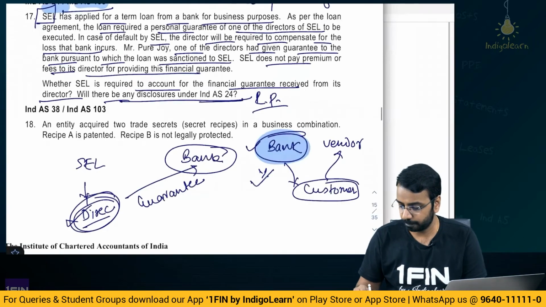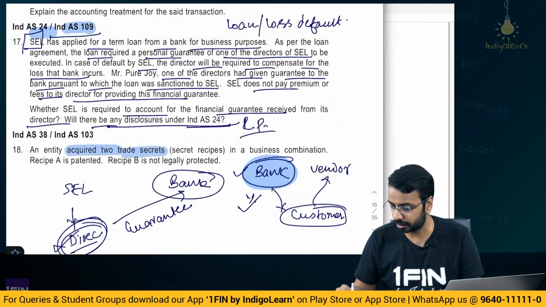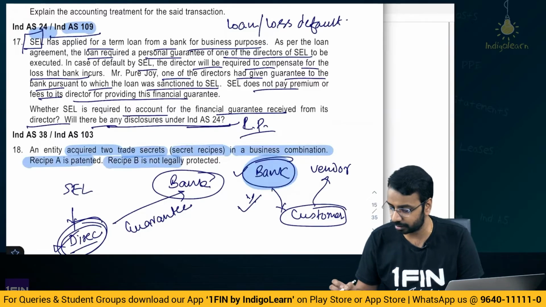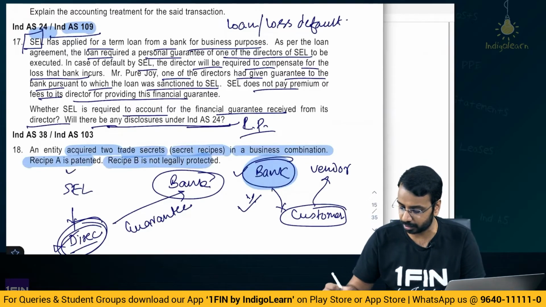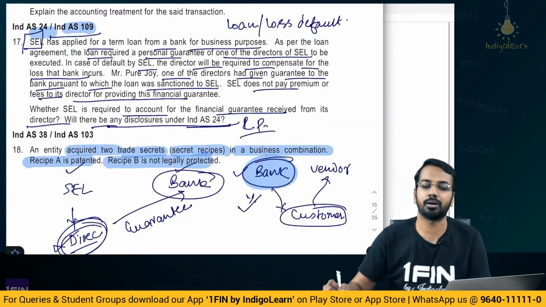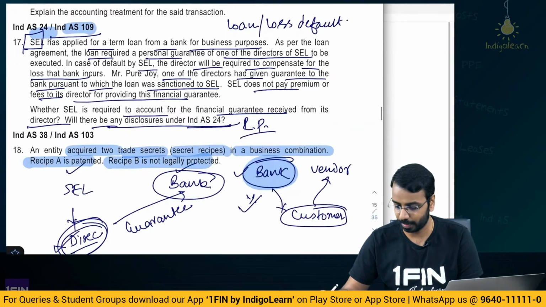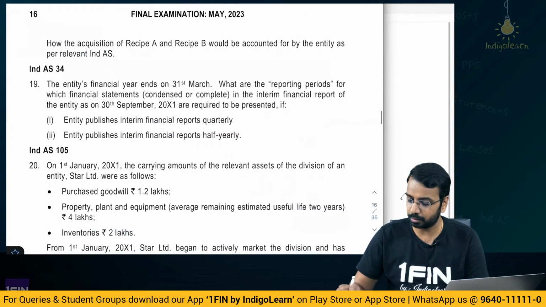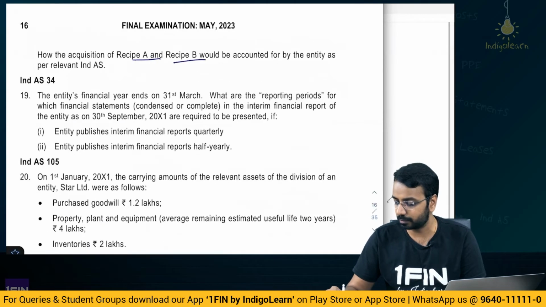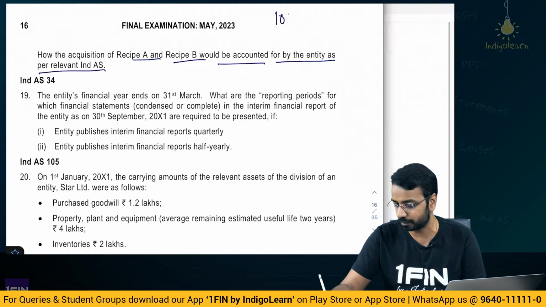Let's look at the next question. An entity acquired two trade secrets, secret recipe in a business combination. Recipe A is patented, recipe B is not legally protected. So there is one patented recipe, there is a non-patented or not protected recipe. How the acquisition of recipe A and recipe B would be accounted for by the entity as per relevant Ind AS. Now here there is business combination, Ind AS 103, and also Ind AS 38 intangible asset.